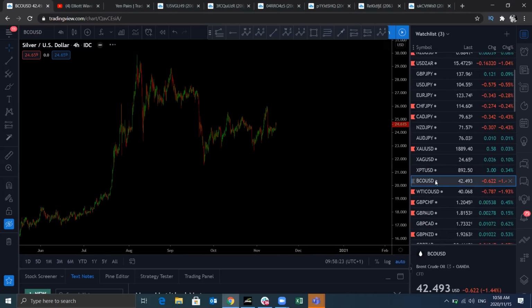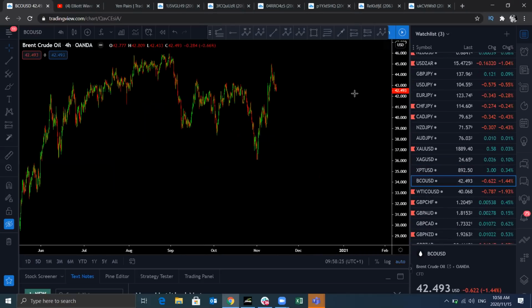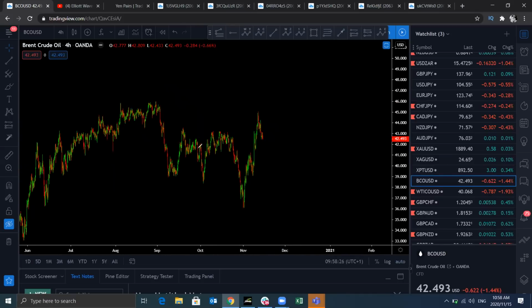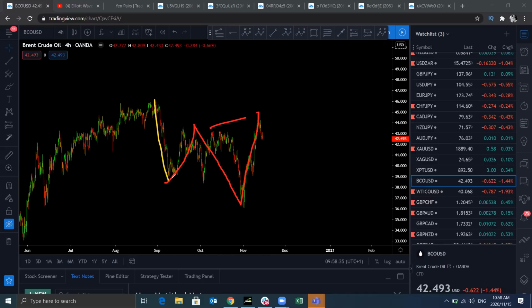Let's look at Brent crude. Brent crude also, we've already looked at the structure on Brent crude. We're expecting a pullback here. So this is what we have here. On Brent crude, you could be having this structure. There are 2 ways to look at this. This could be the structure that you're looking at here and looking for this to come to the downside here. This will be a flat correction if it drops.